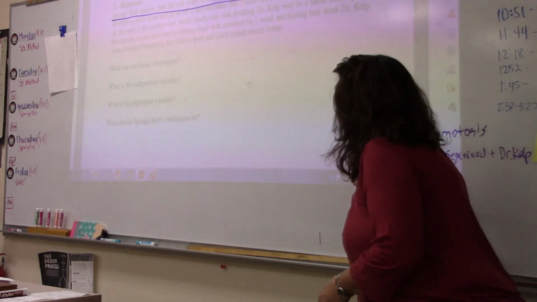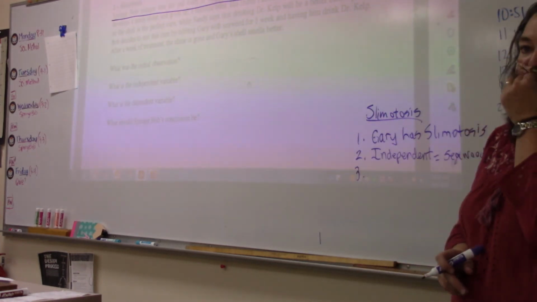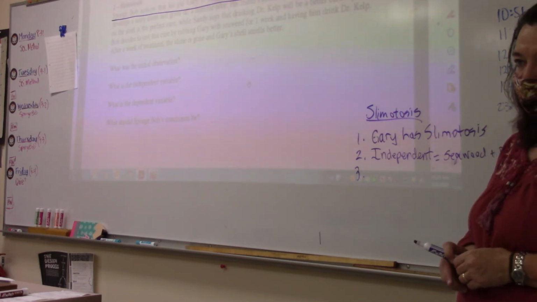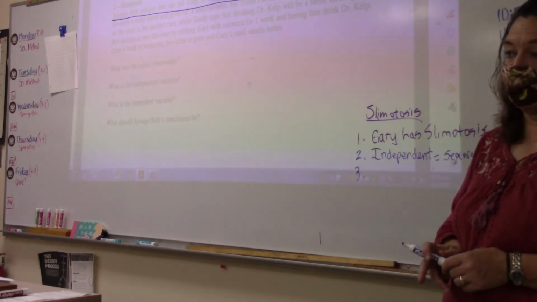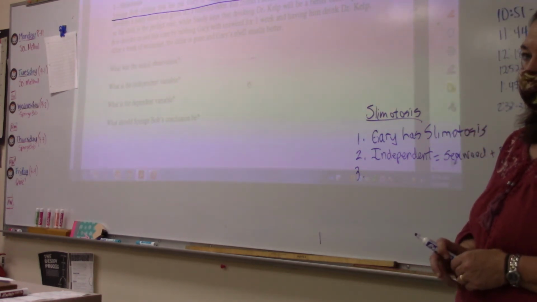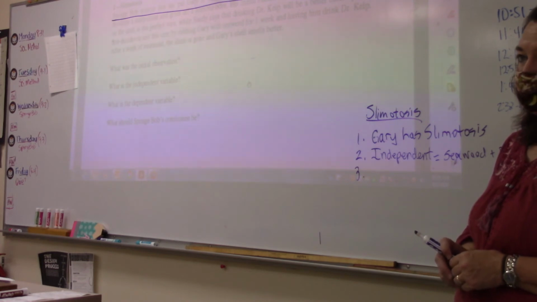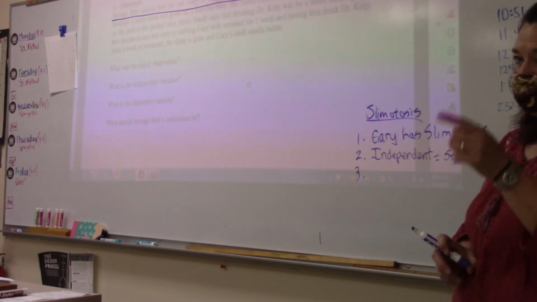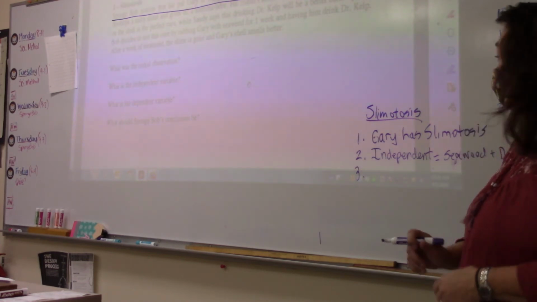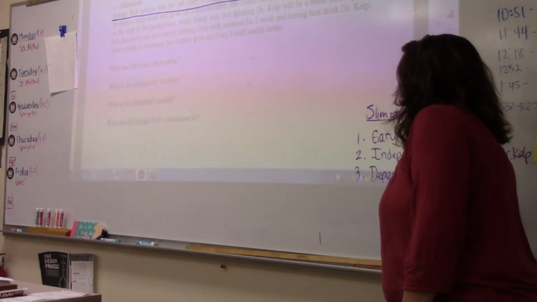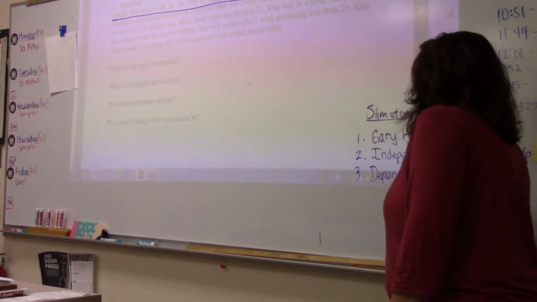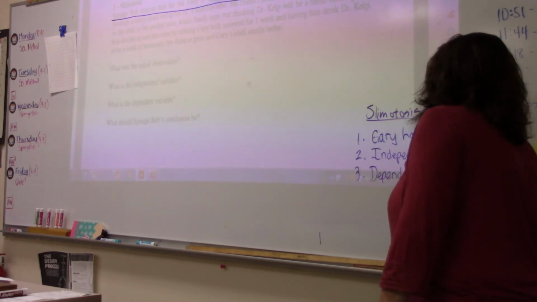Okay, number 3. What's a dependent? What are we measuring? This is an observation. It's a qualitative observation. What are we measuring? We're going to know it worked if... Gary's slime goes away. Yeah. So the dependent is no more what? No more slimatosis.